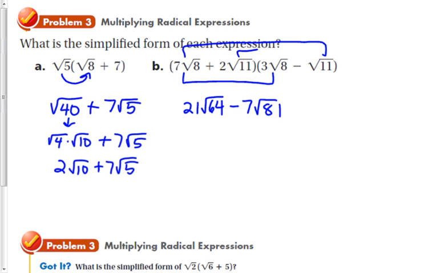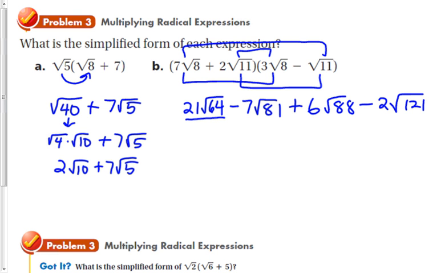The inside 2 gives me 2 times 3, which is a positive 6, times the square root of 88. And then my last two terms give me 2 times the square root of 11 times the square root of 11, which is minus 2 times the square root of 121. Okay, this simplifies. The square root of 64 is just 8, and 21 times 8 is 168.